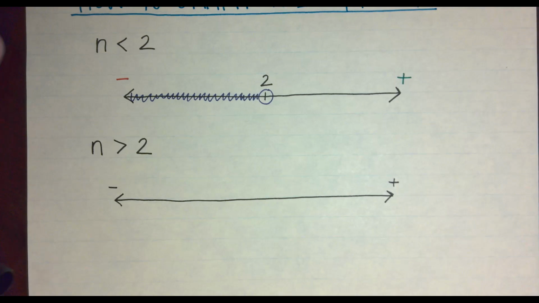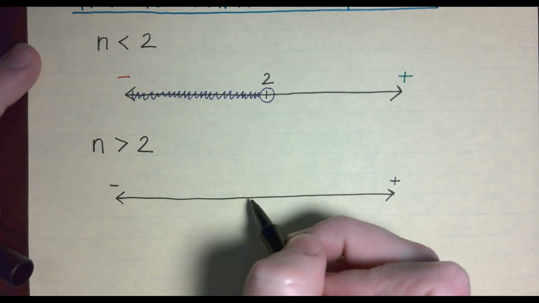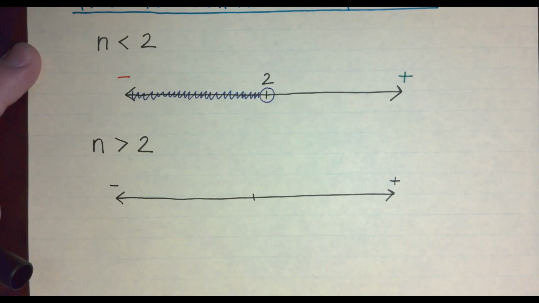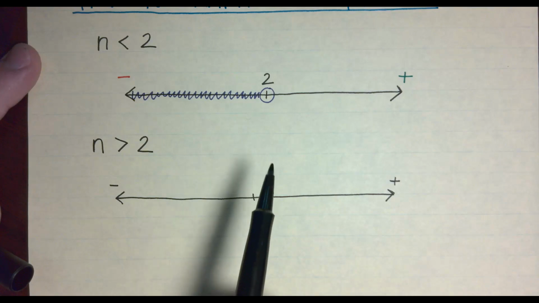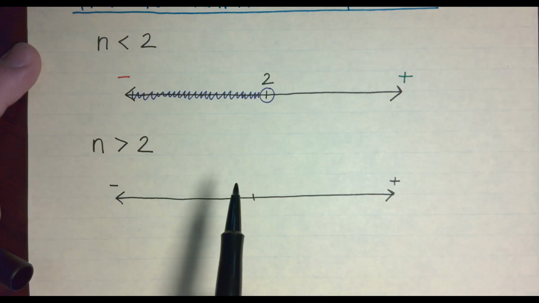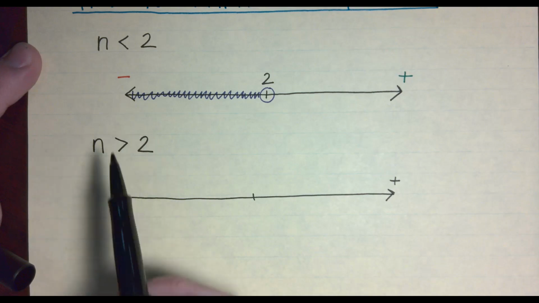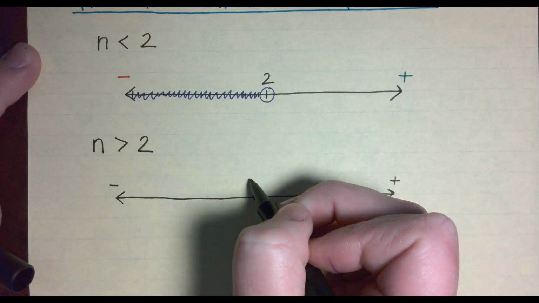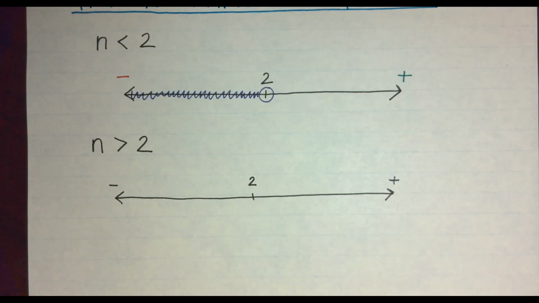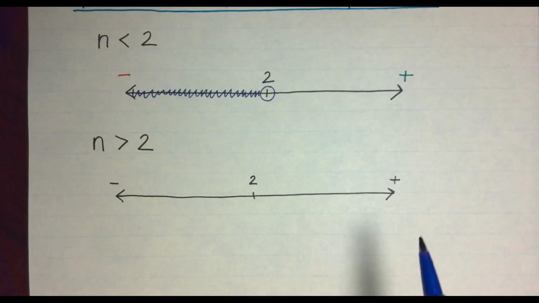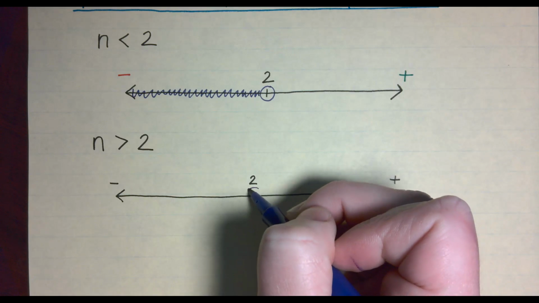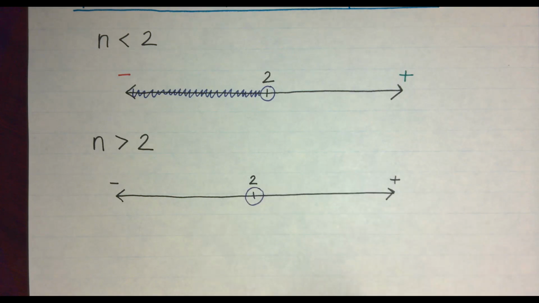And once I've got that, all we got to do is draw a little tick mark in the middle. And we're going to label what number we are using as our comparison point. In this case, it's 2 again. So I'm just going to write the number 2 right there. My next step is to put an open circle around that tick mark where 2 is.